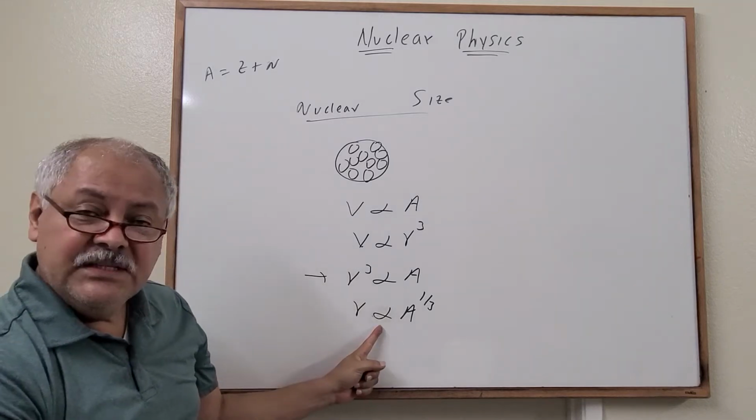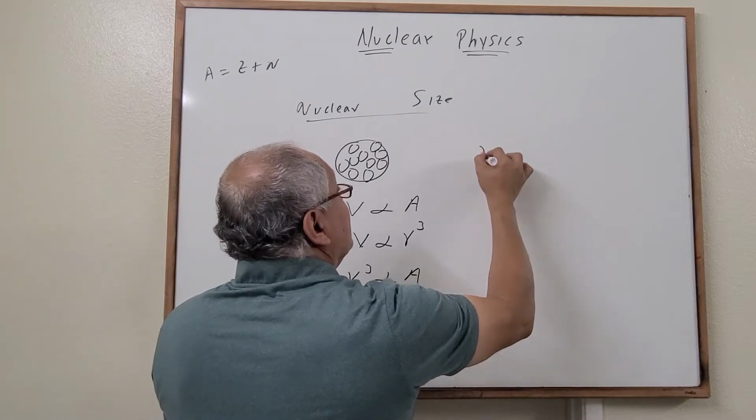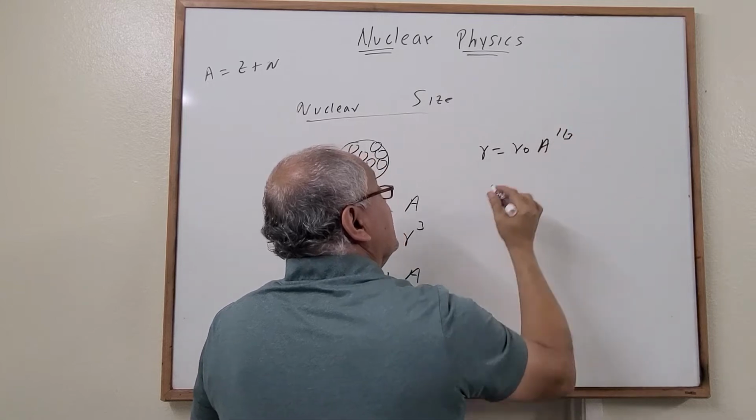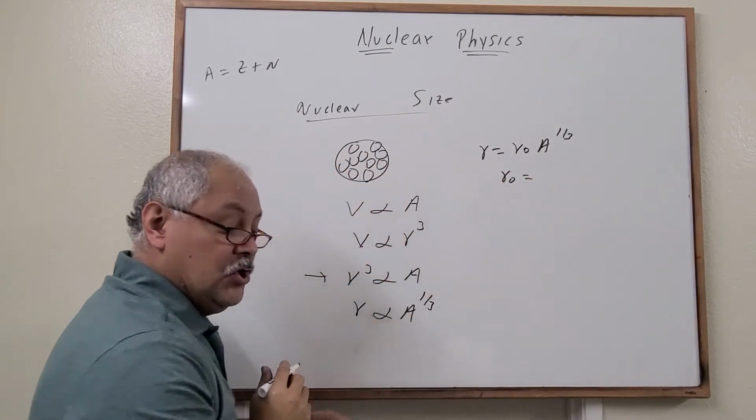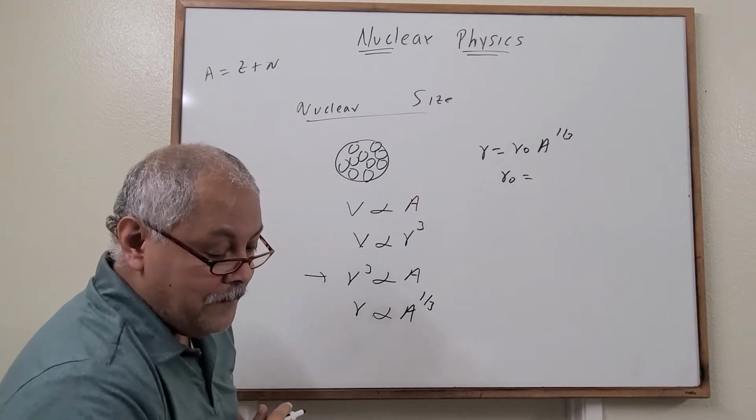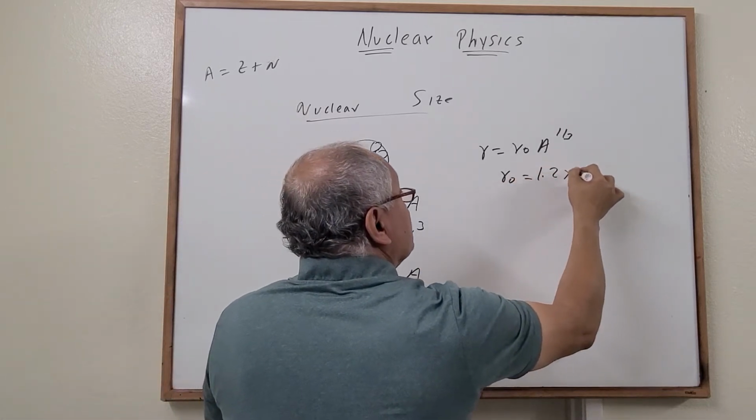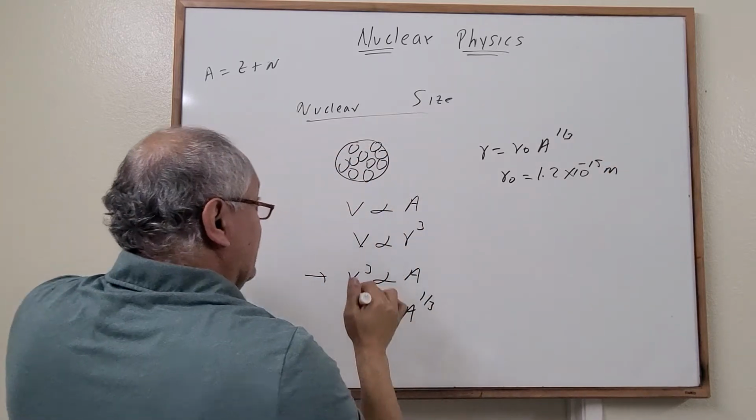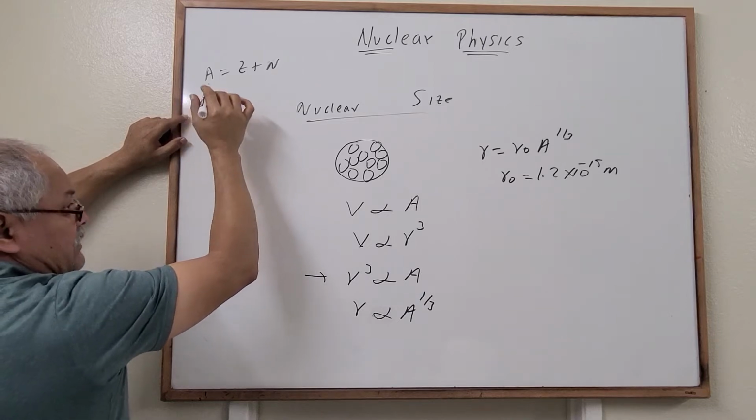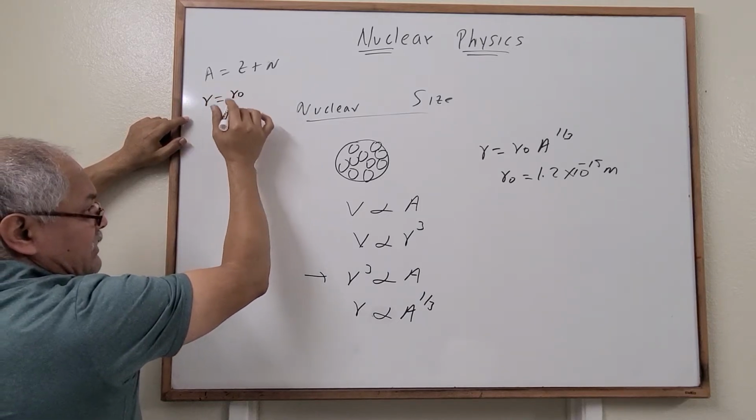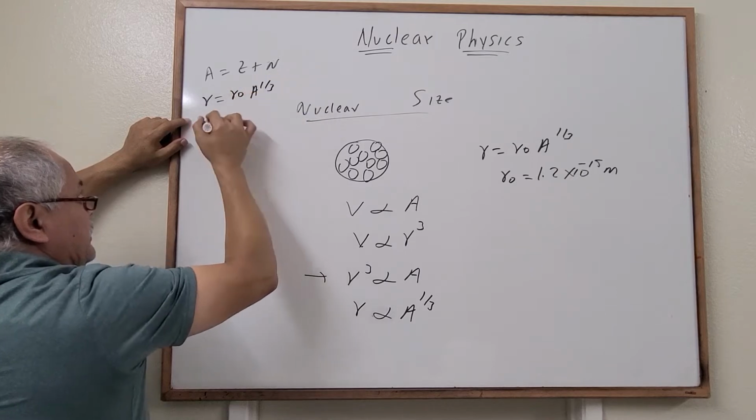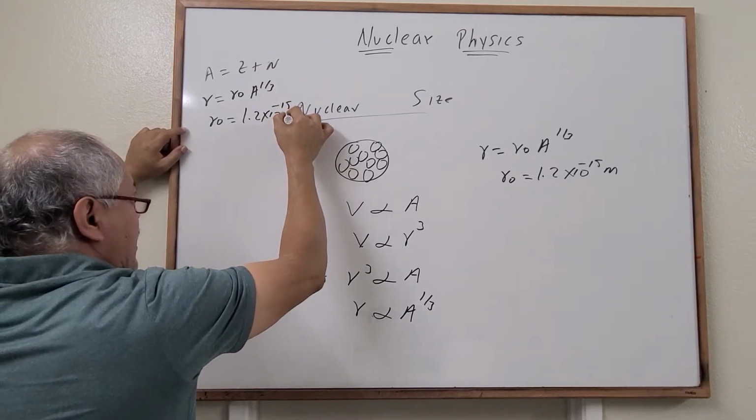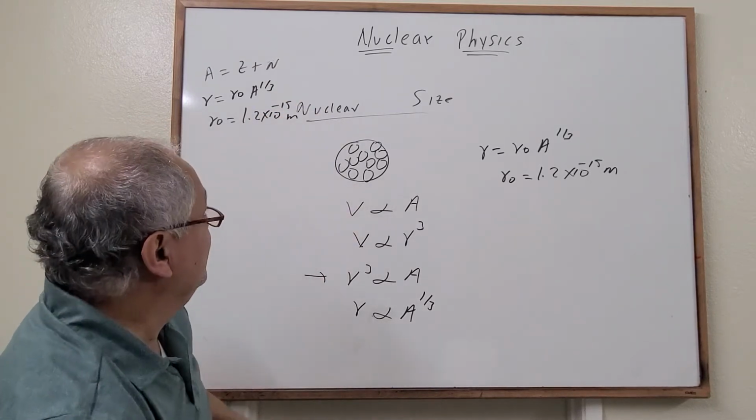Let's eliminate this proportionality symbol using a constant. So what do we have? The radius equals this constant times A to the 1/3. In this case, our r naught is equal to 1.2 times 10 to the minus 15 meters. Correct? So we have this formula that helps us to work with the size of the nucleus. This is A to the 1/3, where this quantity is 1.2 times 10 to the negative 15 meters. Correct? Perfect.